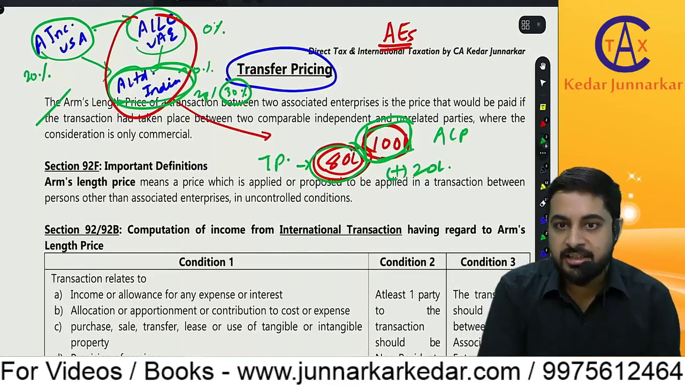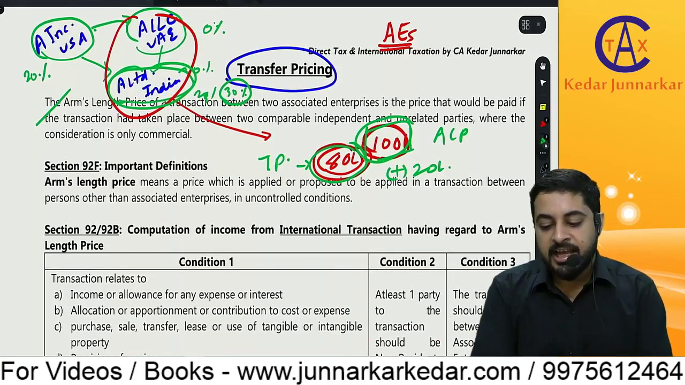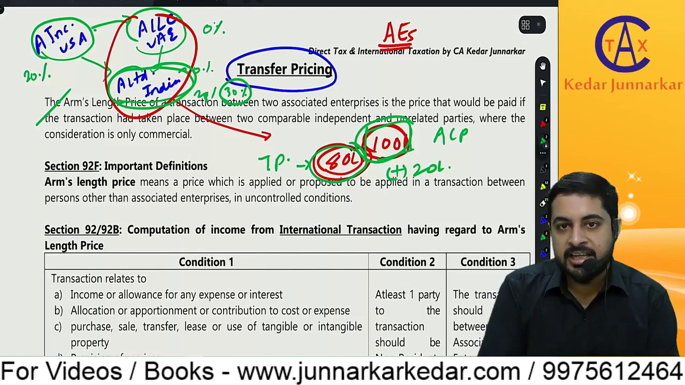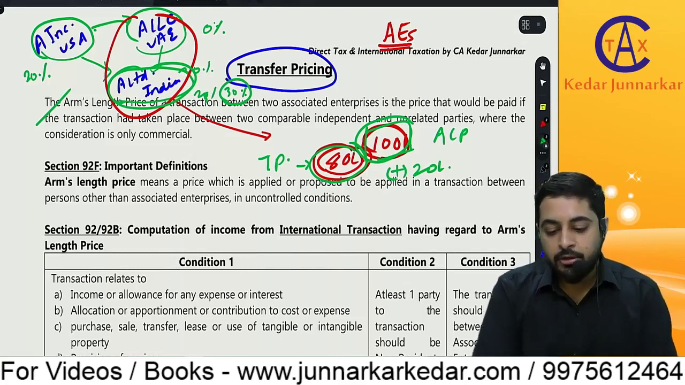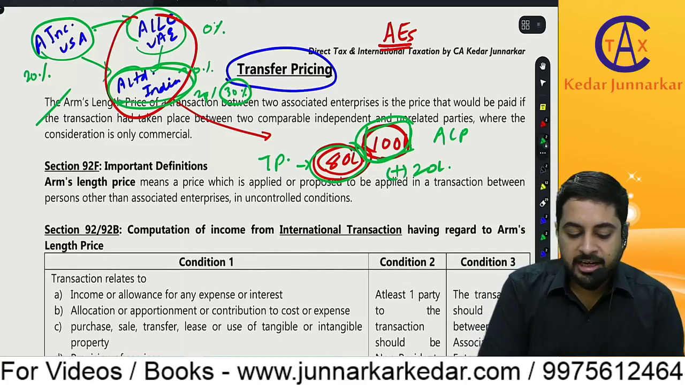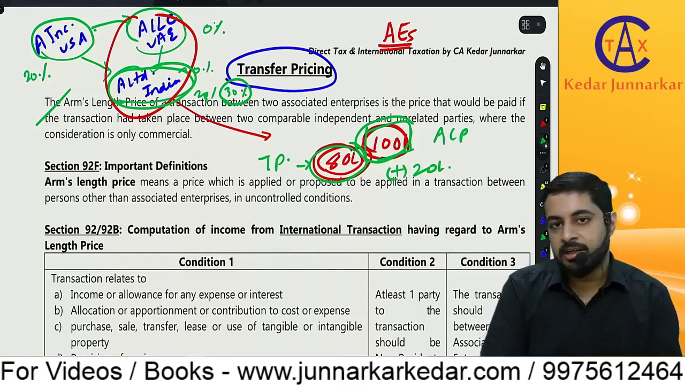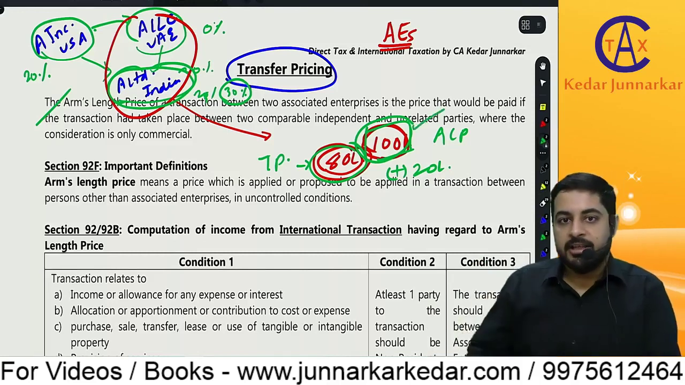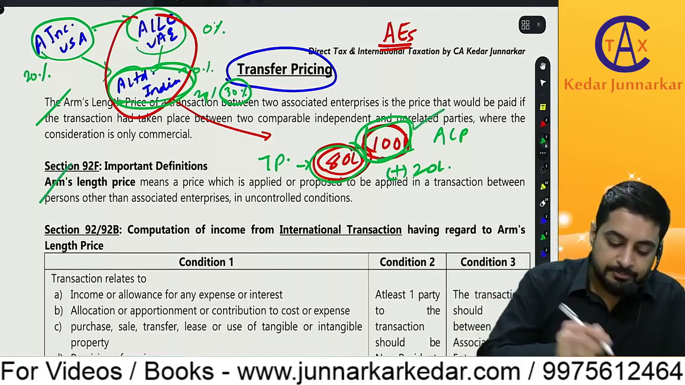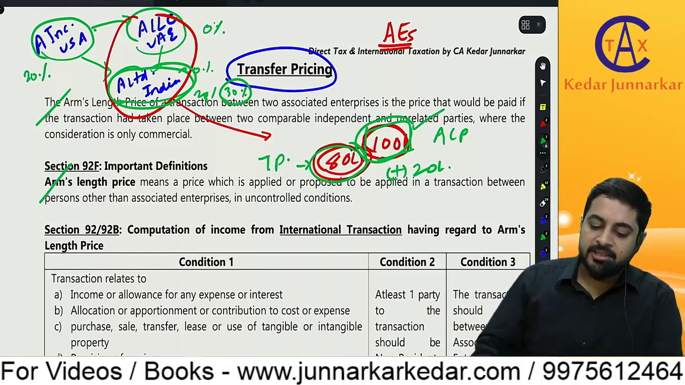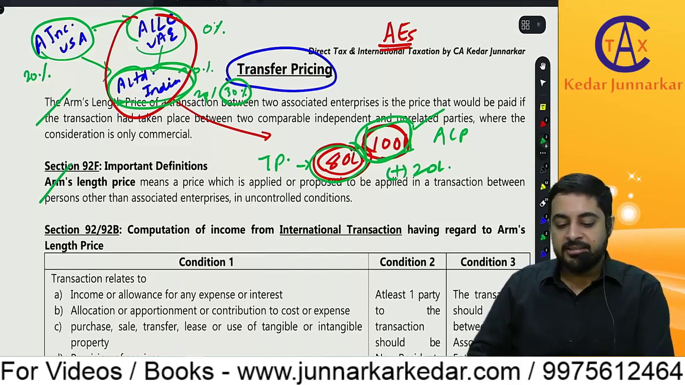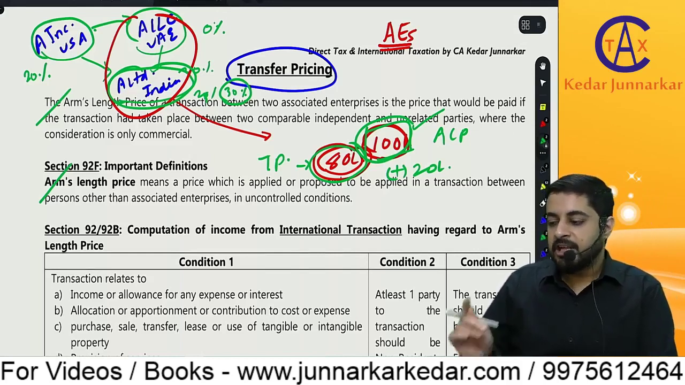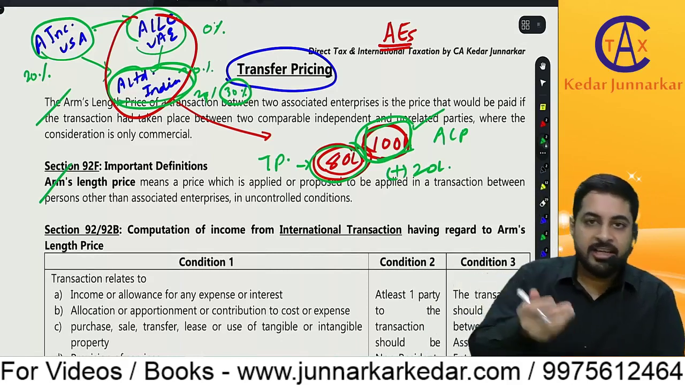Arm's length price of a transaction between two associated enterprises is the price that would be paid if the transaction had taken place between two comparable independent and unrelated parties where consideration is only the commercial. So that is arm's length price. So this 100 is arm's length price. So definition: arm's length price means price which is applied or proposed to be applied in a transaction between persons other than AEs in an uncontrolled transaction. Means other than related persons, whatever price is there, that is arm's length price.